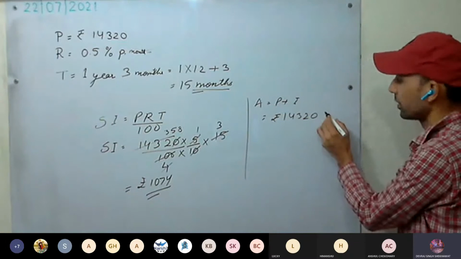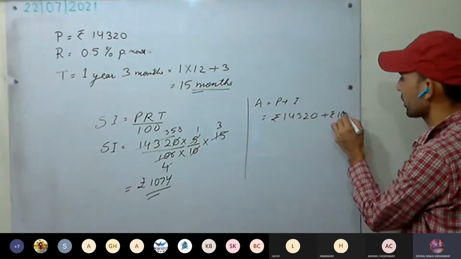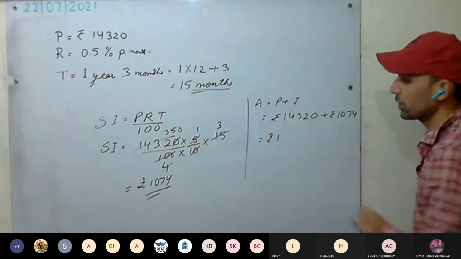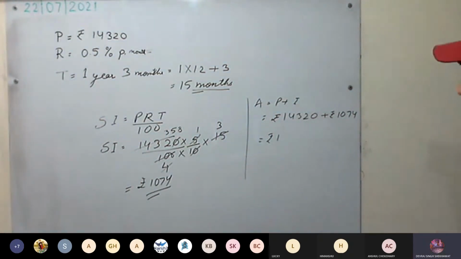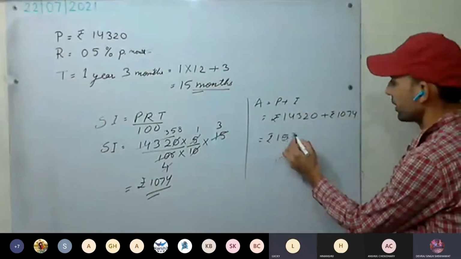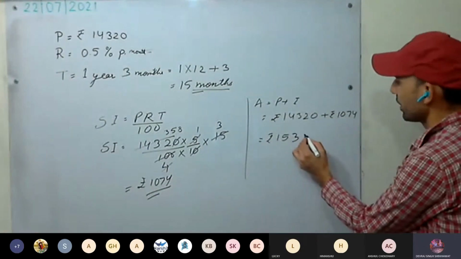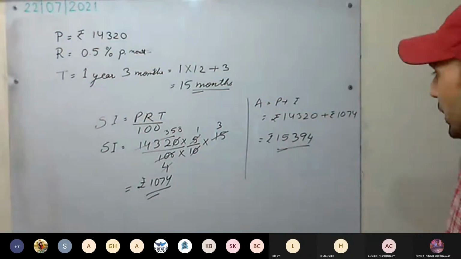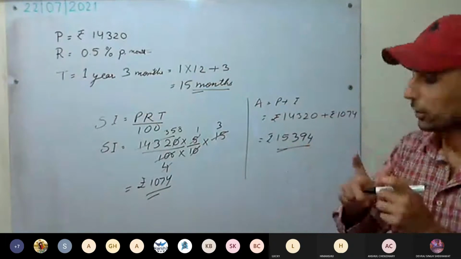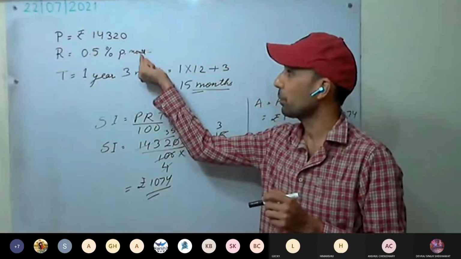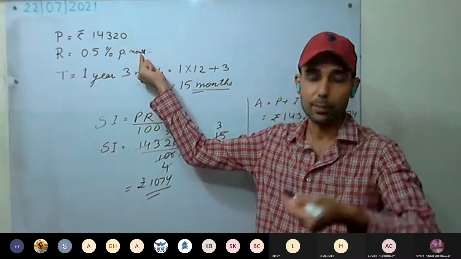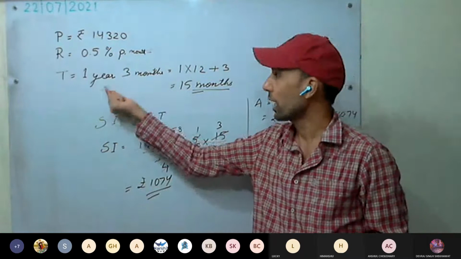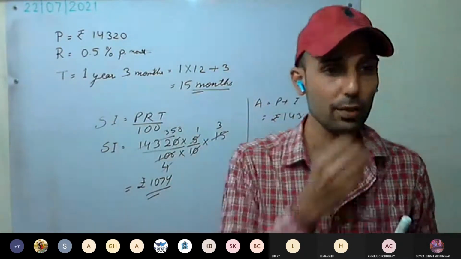14,320 plus rupees 1074. How much will it be in rupees? Calculate it. 15,394. This much will be our amount. So have you understood? Always check this one. If it is per month, it means interest is charged every month, so our time should also be in months. If it is per year, per annum, our time should be in years. This is clear to all.